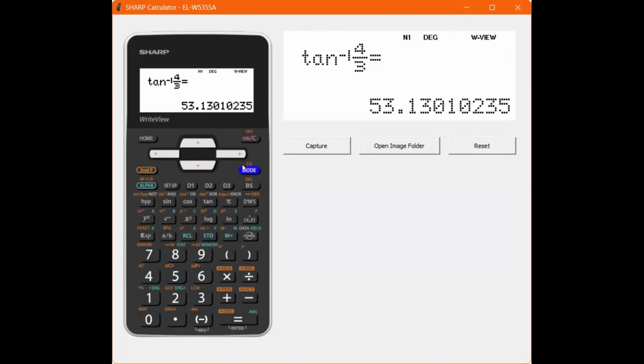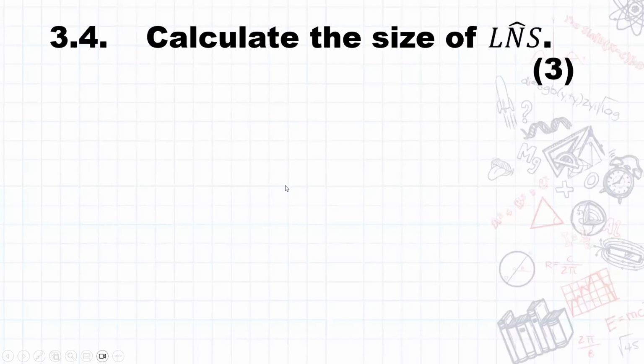So your marks here would be the formula tan theta is equal to 4/3, and then the actual solution, which is 53,13. All right, the next question says, calculate the size of angle LNS. Okay, so what I did for this, actually, let's just go back quickly and look.